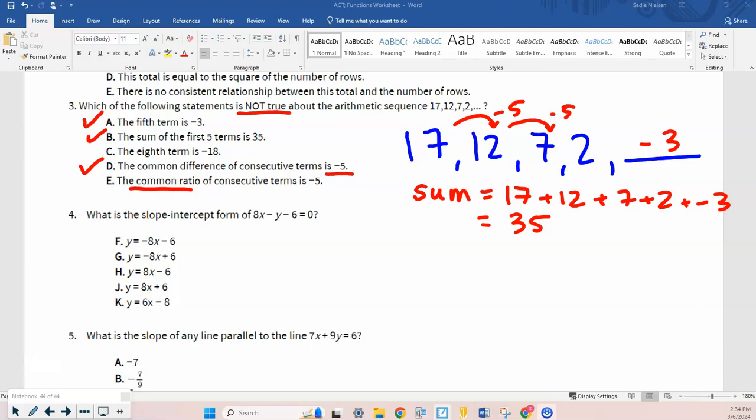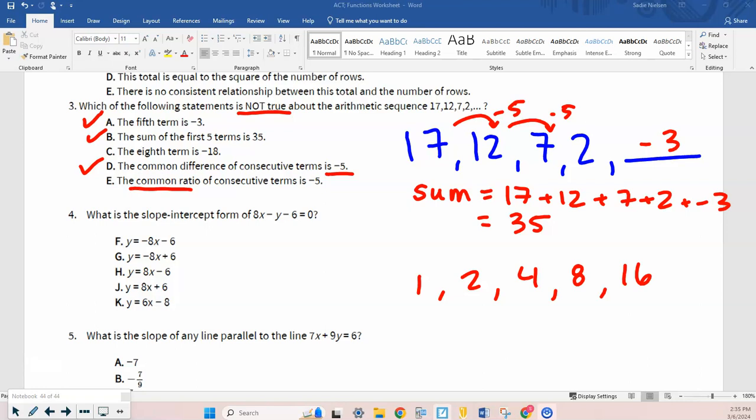Okay. So what a common ratio means is if you have a number sequence that multiplies. Okay, let me give you an example. 1, 2, 4, 8, 16. What number are we multiplying by in this instance right here? A 2, you got it. So that is a ratio. This is called a geometric sequence. You multiply. But an arithmetic sequence means you add.